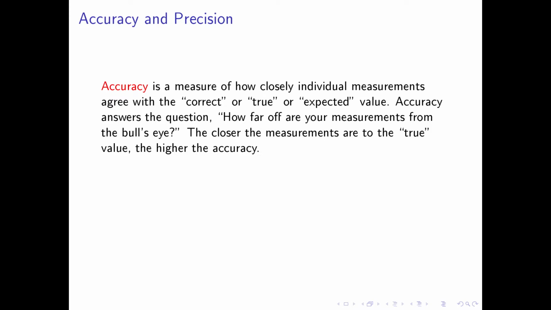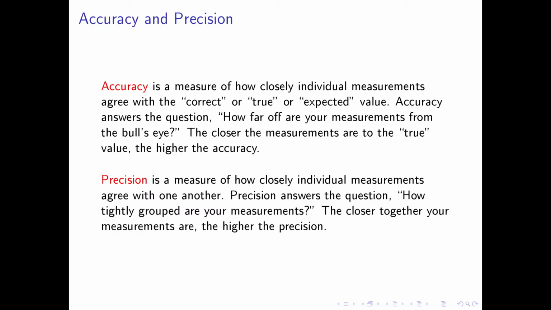Accuracy is a measure of how closely individual measurements agree with the correct or true or expected value. Accuracy answers the question, how far off are your measurements from the bullseye? The closer the measurements are to the true value, the higher the accuracy.